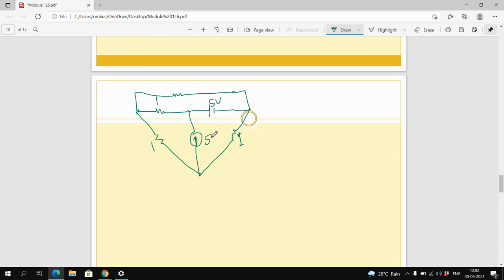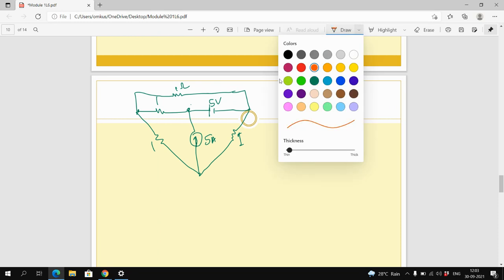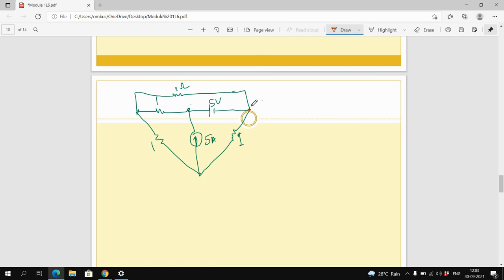This is a 1 ohm, this is a 5 ampere, and this is a 5 volt, and this is 1 ohm. Now see, here you have to apply nodal analysis, and between two nodes an ideal voltage source is present, so this acts as a super node. In a super node, this acts as a short circuit, or make it a short circuit.